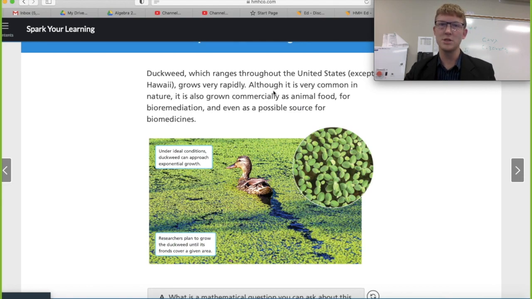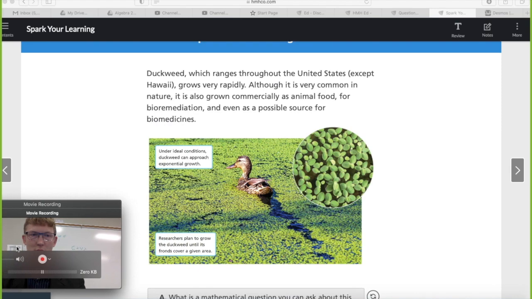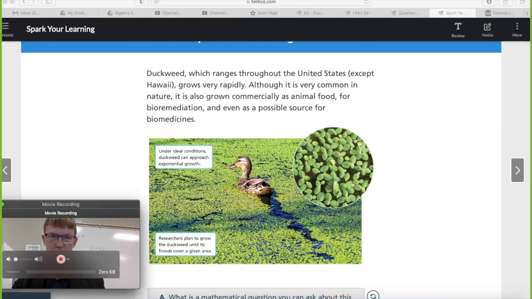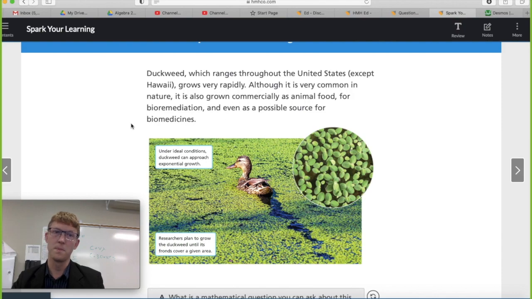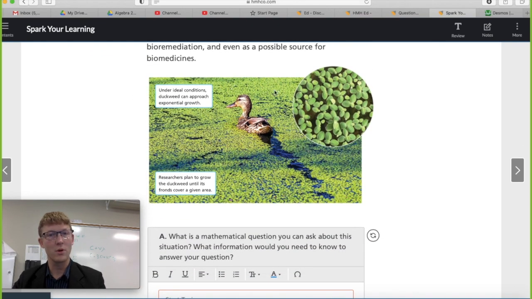Duckweed ranges throughout the United States and is very common in the aquarium trade. Although it's very common in nature, it is also grown commercially as animal food, for bioremediation, and even as a possible source of biomedicine. Here's where it relates to what we're talking about. Under ideal conditions, duckweed can approach exponential growth, again, because it divides.